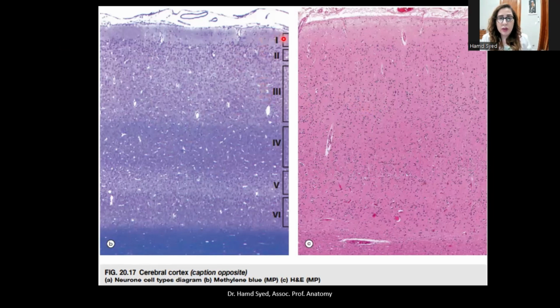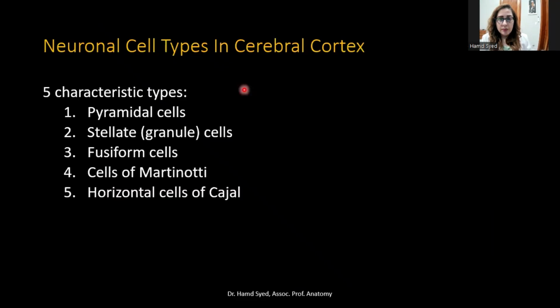And if we look over here, these are the layers of the cerebral cortex, which are represented by Roman numerals. From the superficial aspect, if we go down to the deeper aspect, these layers are numbered from 1, 2, 3, 4, 5 to 6. So these are the 6 layers, and this layered structure can be slightly appreciated on a lower magnification. It is because of the characteristic neurons which are present within each layer, and we shall be talking about these in the next slides.